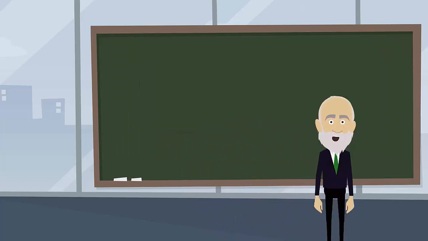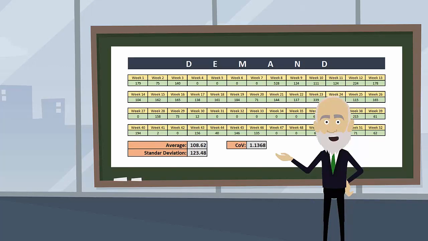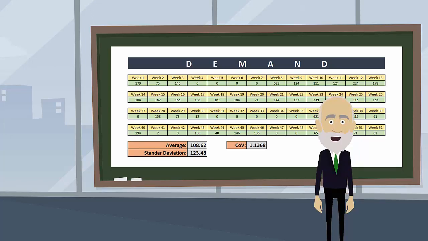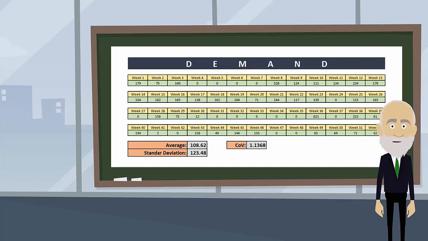Now, suppose the data is as shown in the following table. As you can see, the coefficient of variation is now greater than 1, but it is important to make an observation. Companies frequently haven't demand data. They have data on sales. The difference between demand data and sales data is important, because when we find a zero somewhere in the table, we cannot be sure if the demand for that week was really zero.